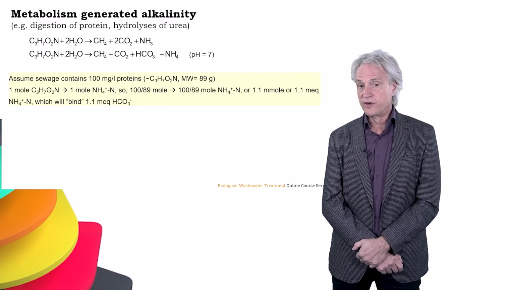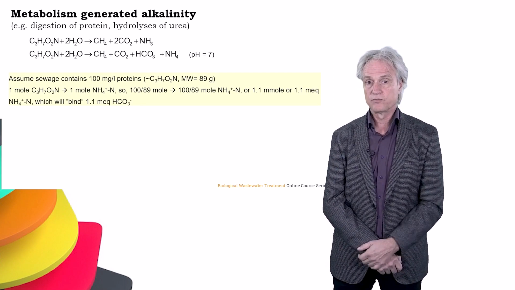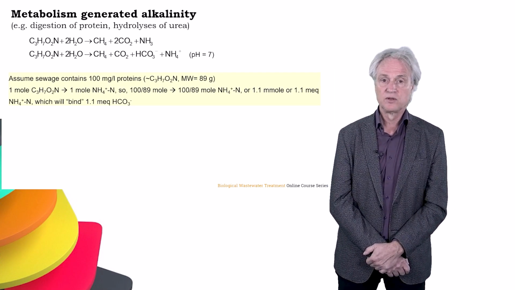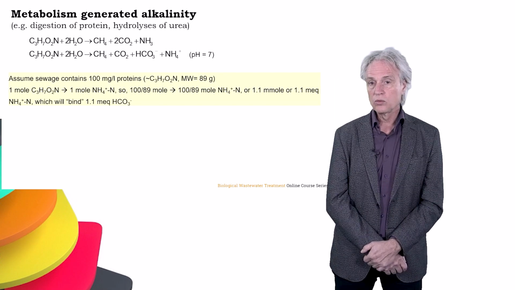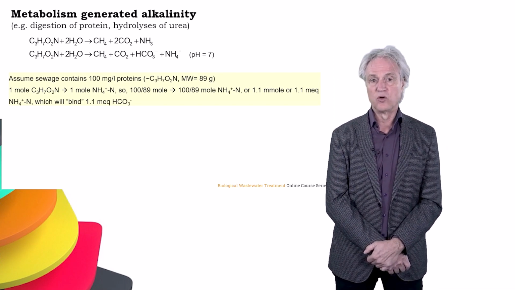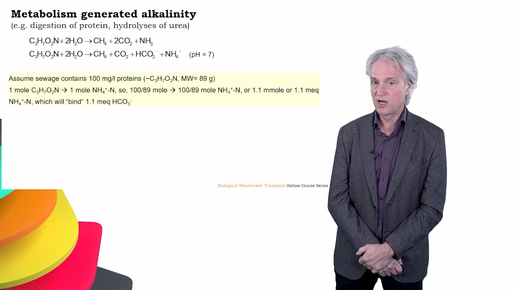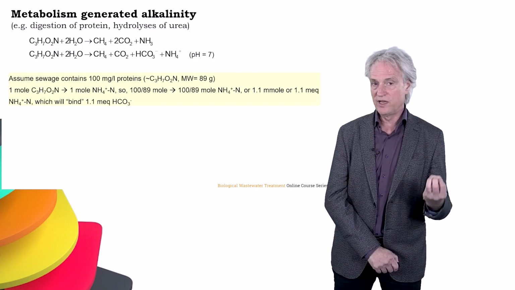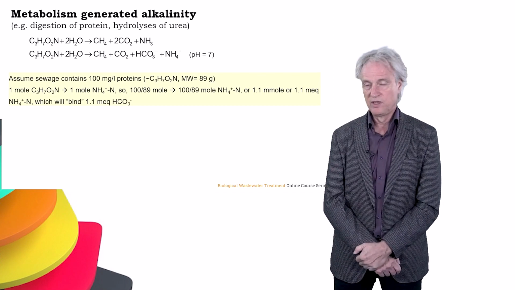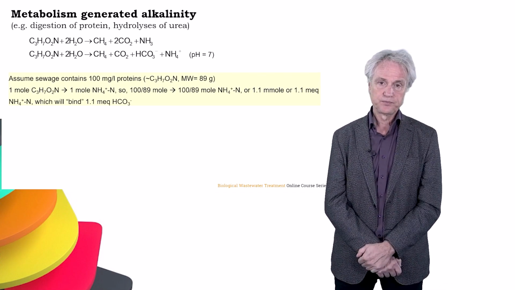Now, if you assume, for instance, that our sewage has 100 milligrams of proteins, here is glycine with a molecular weight of 89 grams, then that 1 mole is converted to 1.1 mole of ammonium N, and that will bind 1.1 milliequivalent of bicarbonate again. So by knowing the amount of proteins, you can calculate the milliequivalent of bicarbonate that will be bound to the liquid by the released ammonium.